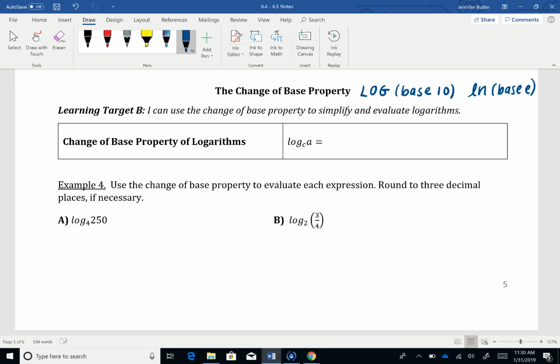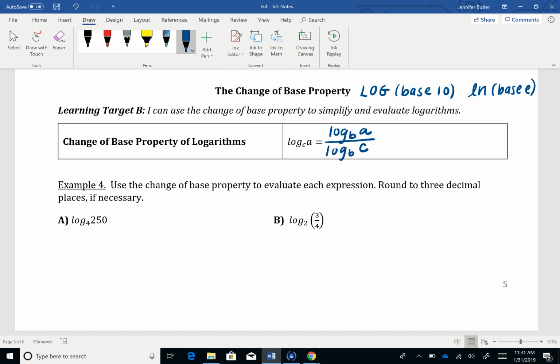Okay, so here is the change of base property of logarithms. If we have the log base c of a, that is equivalent to the log base b, so we choose another base, of that value a divided by the log base b, the same base we used above, of our original base c. So what we have done is we determine a new base we want to use, and as long as we use that same base on the top and the bottom, we will get this to evaluate correctly.